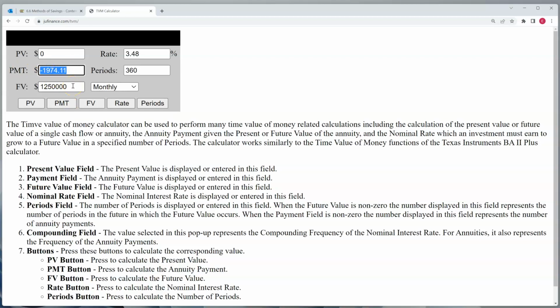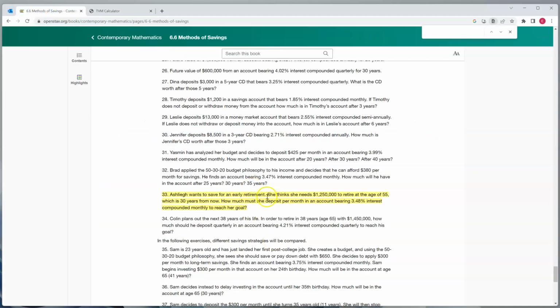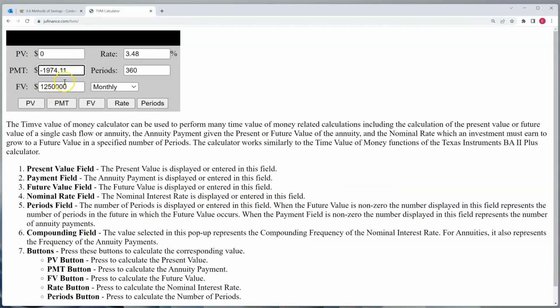So what this is saying is, if we were Ashley's financial advisor or a friend, and we said, "Hey, Ashley, if that's really how you want to retire, if you think you need $1.25 million, which is actually not far from the truth anymore, you're going to need to deposit about $1,974.11 to meet that exact goal." So maybe round up just in case. So that's how that works. So again, just looking at this, this is how much she needs in the future. So that's the future value.